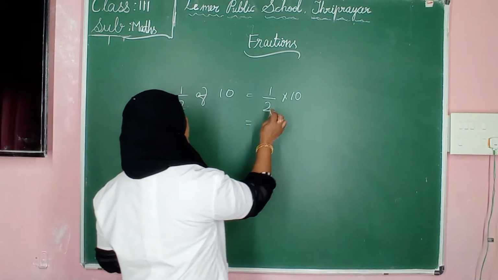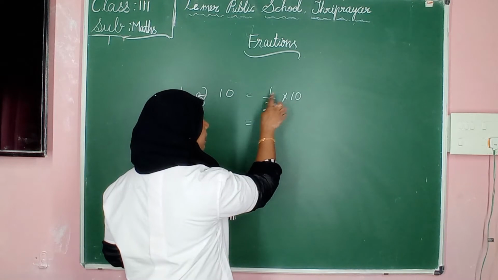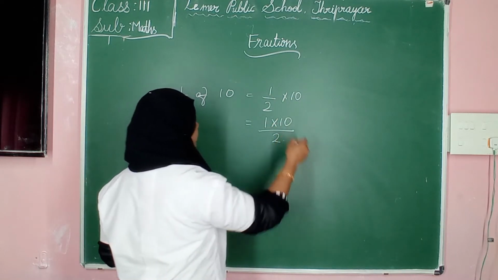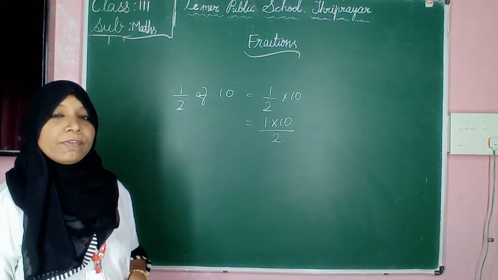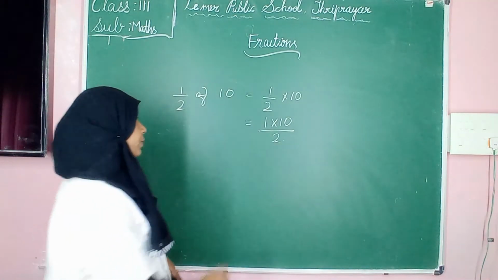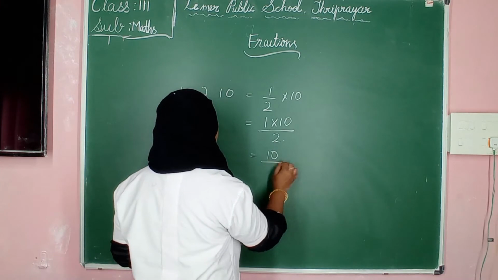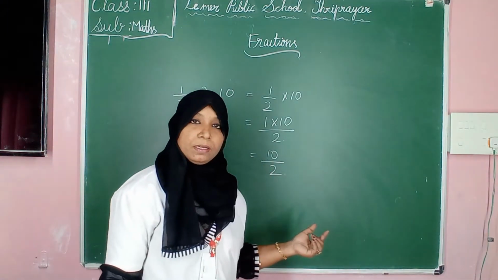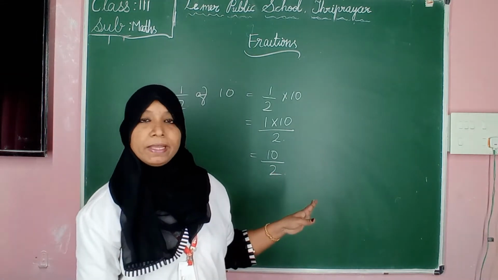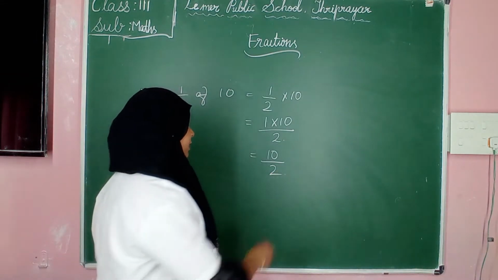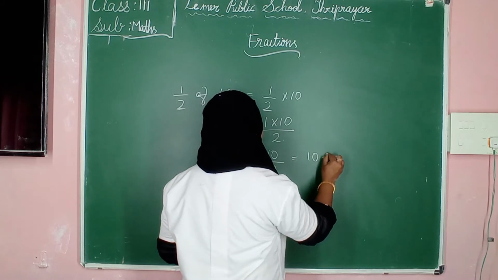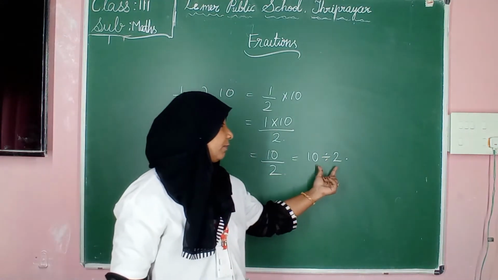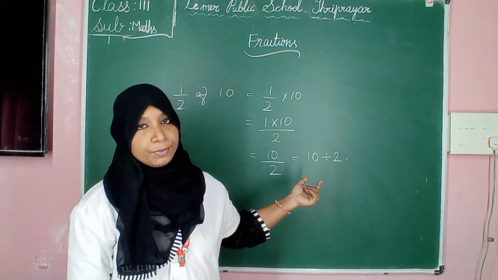1 by 2 into 10 means the numerator of this fraction into the whole number. 1 into 10 divided by 2. 1 into 10 we know is 10. 10 by 2 is a fraction, but here we can divide and find the answer. 10 by 2 we can write as the division fact, 10 divided by 2.